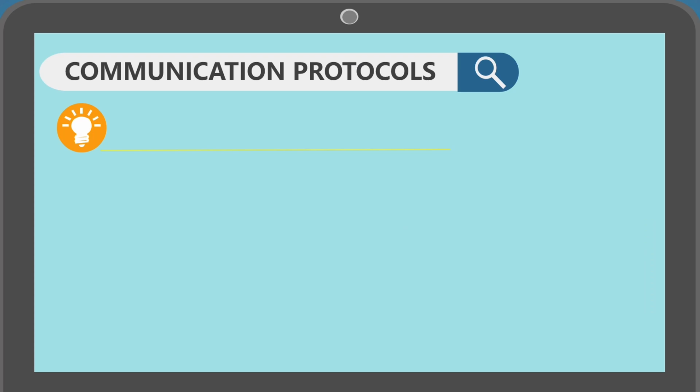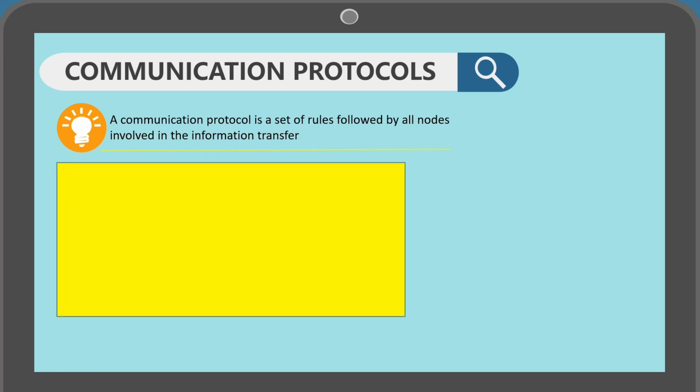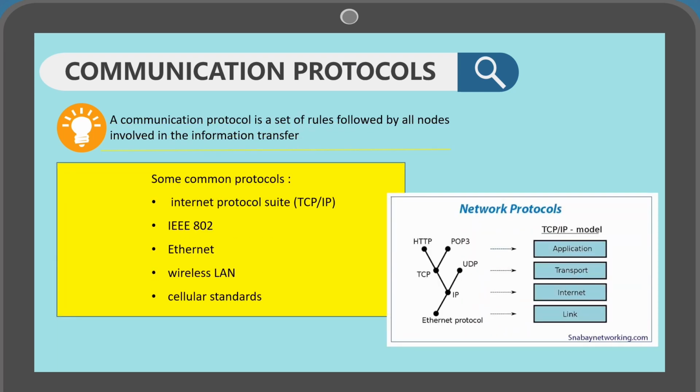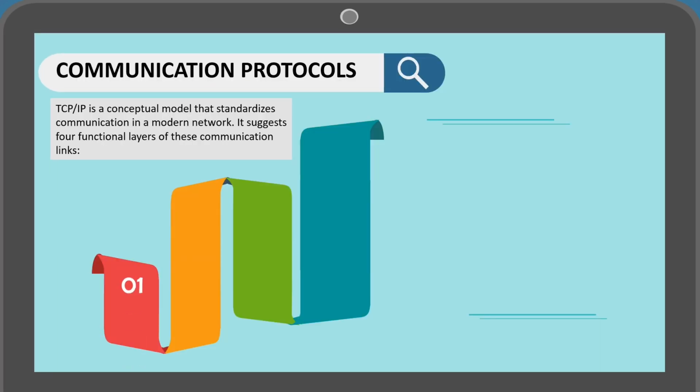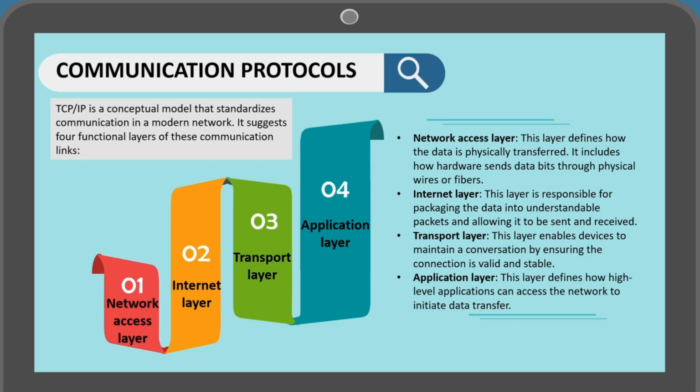The third component is communication protocol. A communication protocol is a set of rules followed by all nodes involved in the information transfer. Some common protocols are Internet Protocol Suite, IEEE 802, Ethernet, Wireless LAN, and Cellular Standards. TCP/IP protocol is a conceptual model that standardizes communication in a modern network. It suggests 4 functional layers of these communication links.